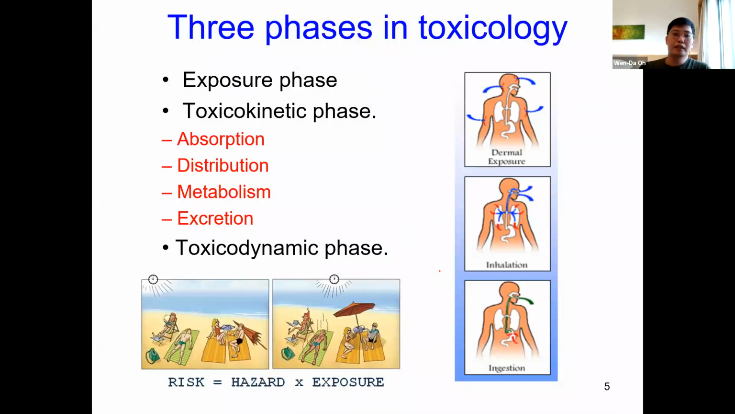This is the 3 phases in toxicology. We have the exposure phase, which means the toxicant is exposed to maybe our skin, maybe our respiratory system, or maybe through ingestion. The other one is toxicokinetics, whereby it is concerning absorption, and then we have distribution, and then we have metabolism and excretion.